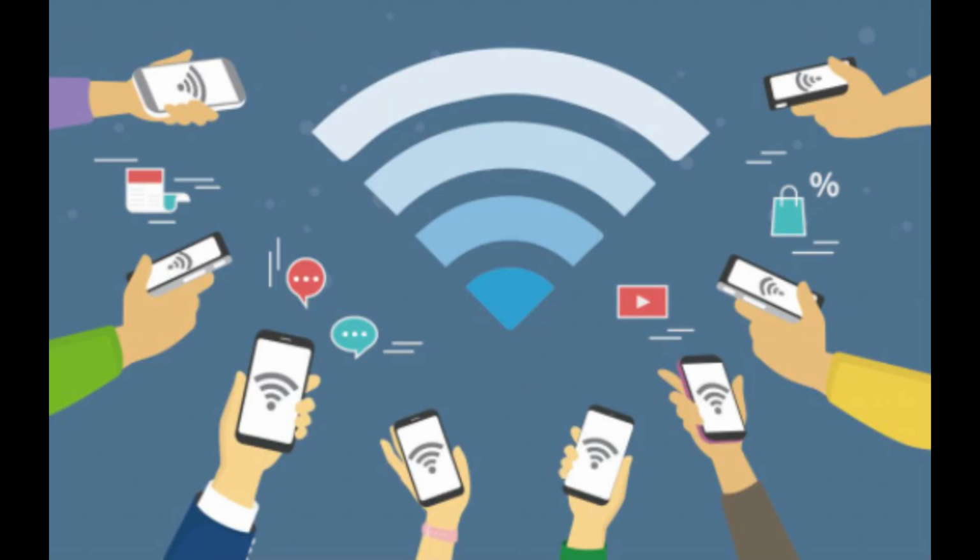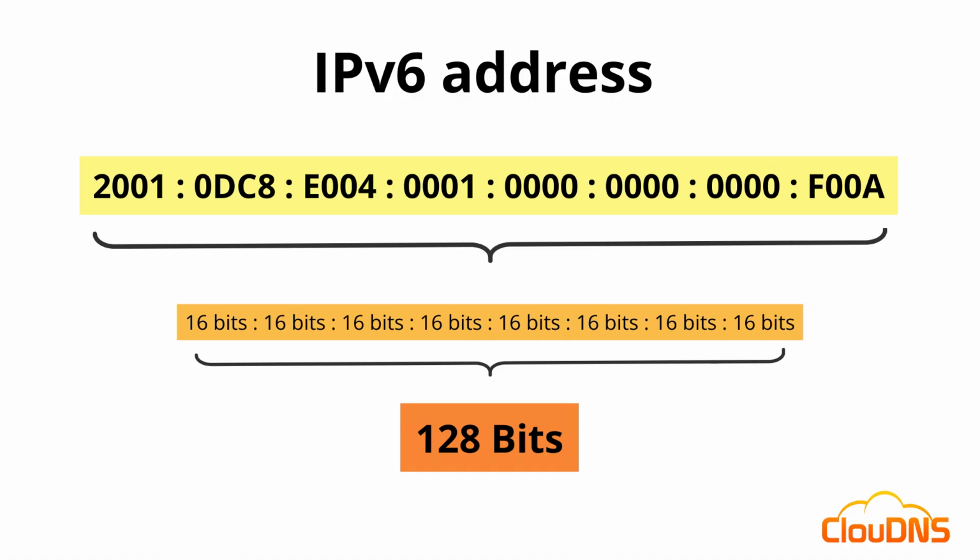As you know, there are lots of devices in the world connecting to the network. To fulfill the requests of everyone, IPv6 is introduced. IPv6 is of 128 bits, that is 16 bytes. It has more address space than IPv4 so that everyone gets a unique IP to work on the internet.